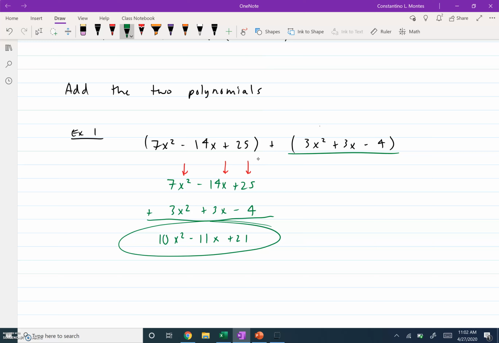If we were trying to subtract, suppose this right here was subtraction instead, I would do the same thing, 7x squared minus 14x plus 25, but this time I would write minus 3x squared plus 3x minus 4. I would actually have to distribute this negative here and then just add straight down. But I'm going to do a couple more examples in the following video that's also going to have to do with this. And we'll go from there.